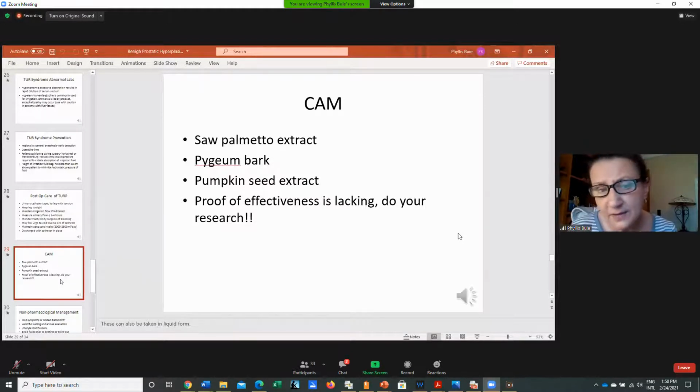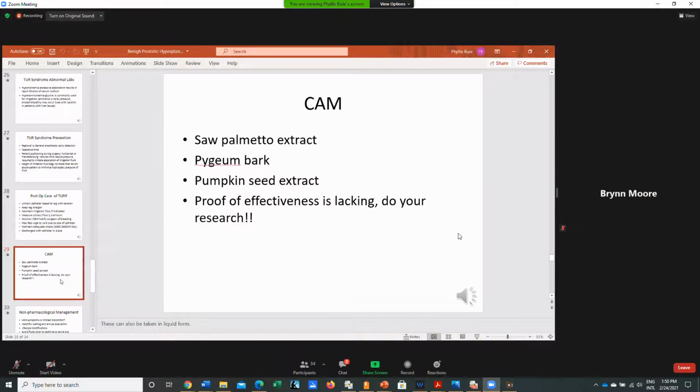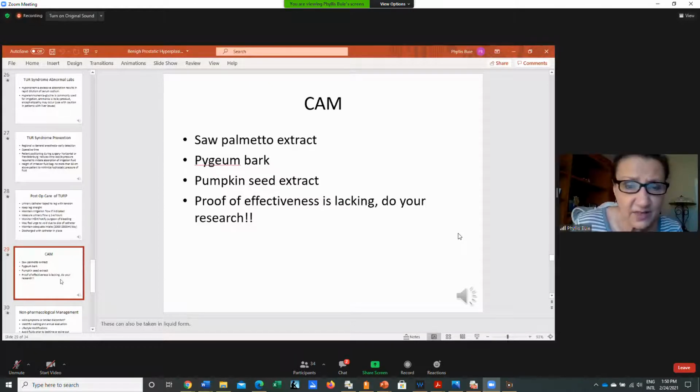Some people believe in the complementary alternative medications, such as the saw palmetto and the pumpkin seed extract. The thing I would encourage you to tell your patients is to do their research, because there is not a lot of supportive evidence out there that shows that these are truly effective. But, you know, sometimes I think it's a situation of mind over matter. If they think it's helping, then maybe it is helping. I don't know.